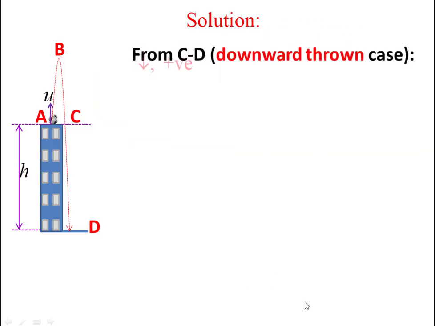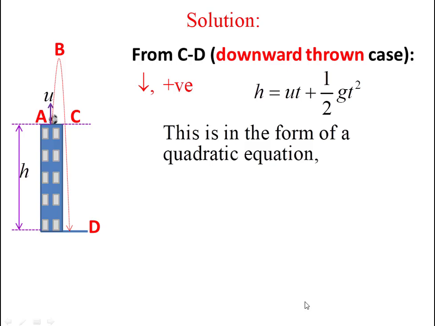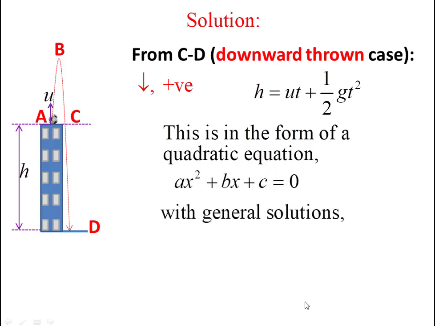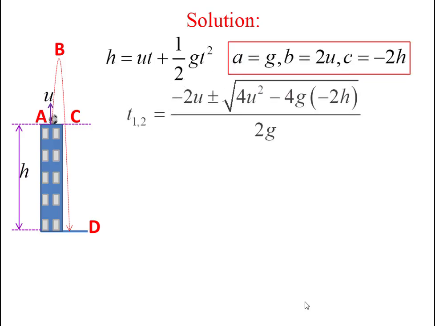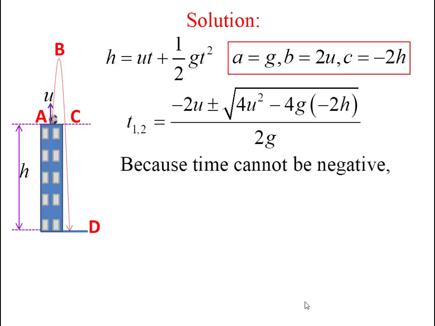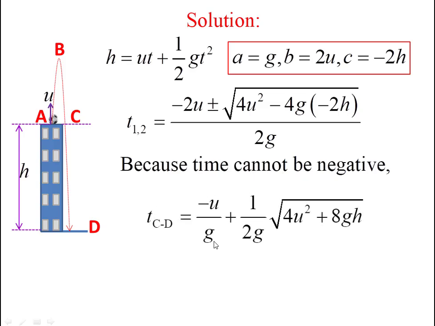From C to D, that is the downward motion, I will consider down to be positive for this interval, and I will let h be equal to ut plus a half gt squared. This is in the form of a quadratic equation. A quadratic of this form will have a general solution by plugging into the quadratic formula. Because time can never be negative, and this discriminant has no chance to be negative, I will only consider the positive part of it. So t from C to D becomes minus u over g, and I will split up this equation into two parts: minus u over g plus 1 over 2g into the discriminant part.